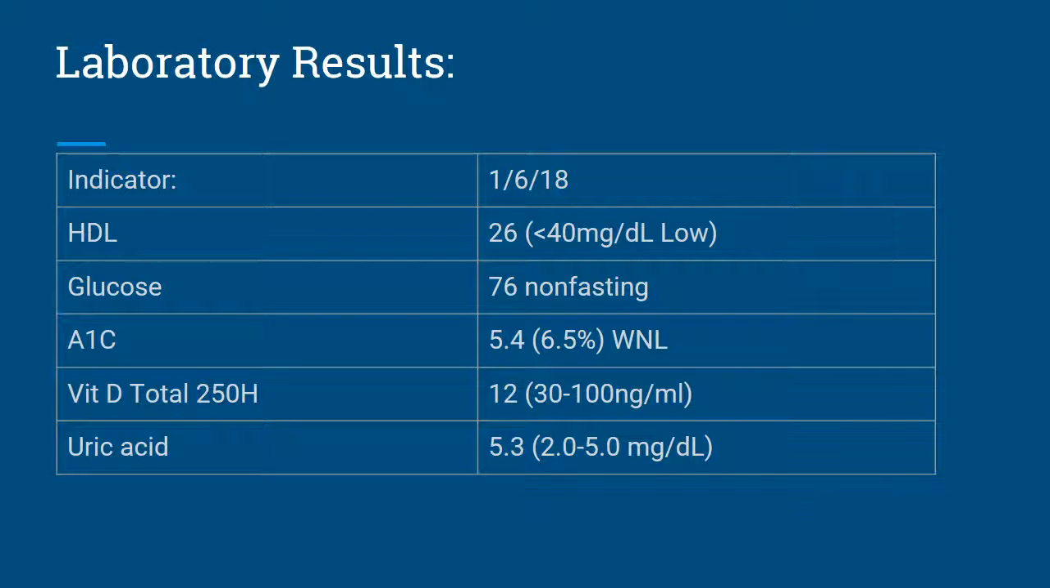Recent lab values in January of 2018 indicate a low HDL, an A1C within normal limits, a vitamin D total of less than optimal, and an increased uric acid reading, which is closely associated with dietary intake of processed foods and low vegetable and fruit intake.